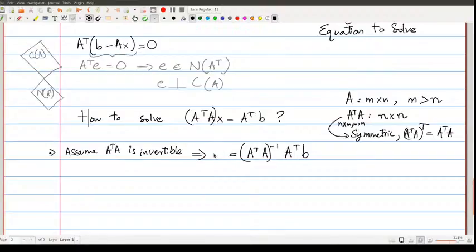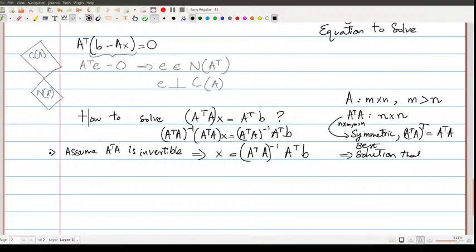Let me fill in the step that I missed, which was to multiply by A transpose A inverse on both sides. A transpose A inverse times A transpose A X equals A transpose A inverse times A transpose B. So if it's invertible, then I have the identity on the left hand side, and on the right hand side I have this expression. That's the solution. That's the approximate solution, the best solution that I can get.